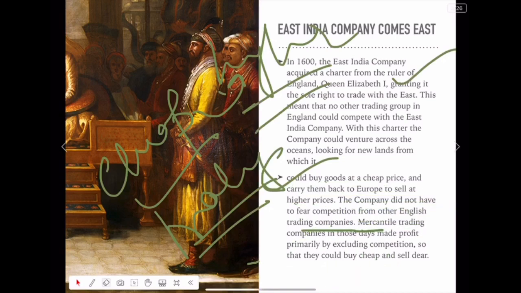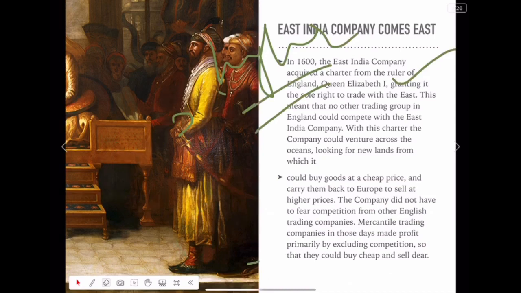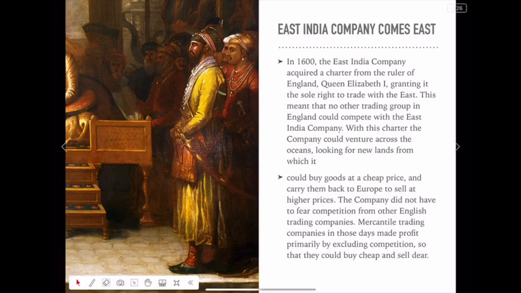Is this much clear? Because this is the beginning of the thing. Why did the British want to rule India and that whole thing?